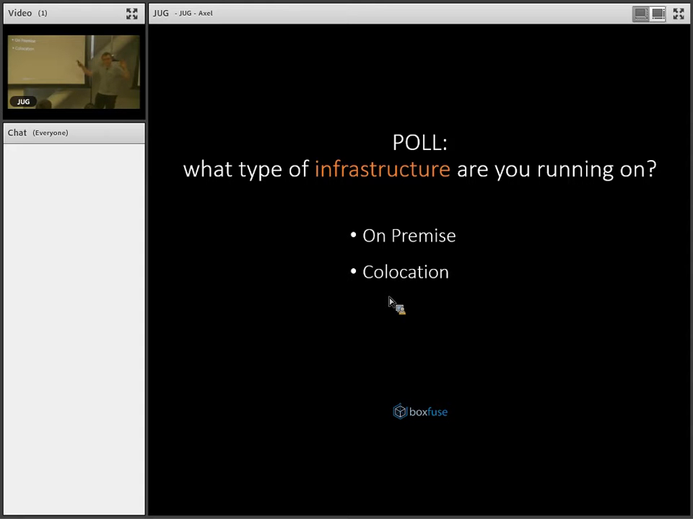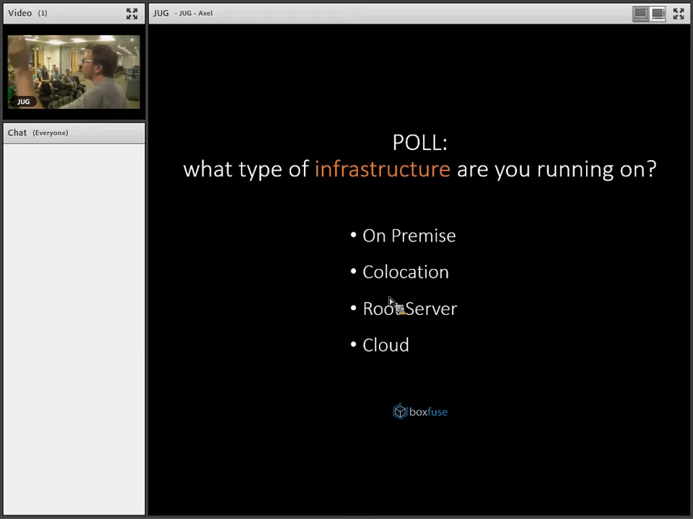Who's doing co-location? So you own the server, but it's in a rack in somebody else's data center. Okay, so we've got a few people, about 20% as well. Who's got a root server somewhere? So you rent a server, maybe 50 euros a month somewhere in some data center, and that's it. Okay, so we've got another 10, 15%. And who's on the cloud today? All right, that's good. 25%, 30%, very good.